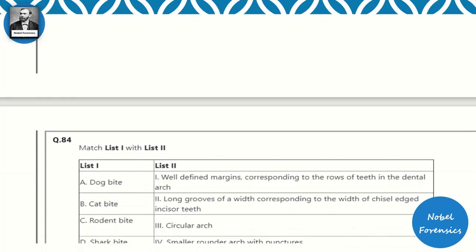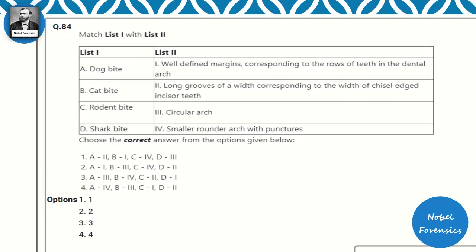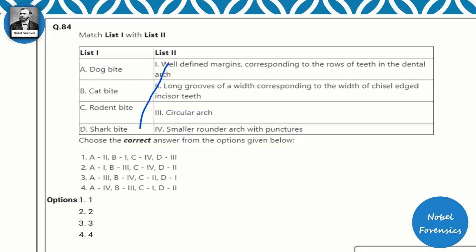Next, match list 1 with list 2. Dog bite, cat bite, rodent bite, shark bite. Here, well-defined margins corresponding to the rows of teeth in the dental arch: it is in case of shark bite. Then long grooves of width corresponding to the width of chisel-edged incisor teeth: it is in case of rodent bite. Then circular arch: it is in case of dog bite. Then smaller rounder arch with punctures: it is in case of cat bite. So here option 3 is correct.